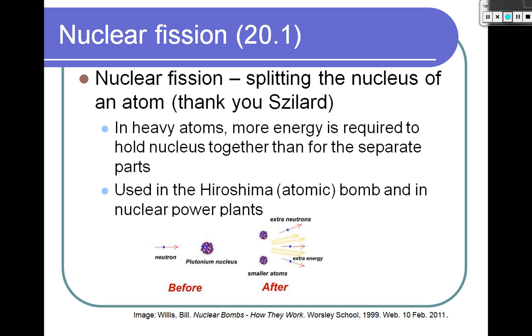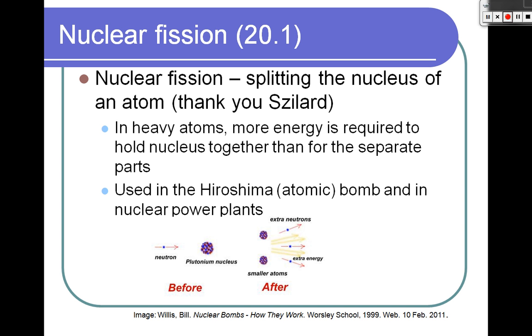although if things go wrong in a nuclear power plant, it's still pretty deadly, as we've seen in recent years with the tsunami in Japan and in Chernobyl and Three Mile Island and things like that.